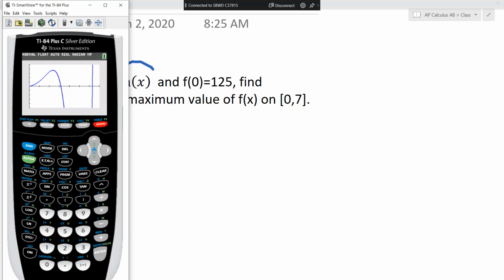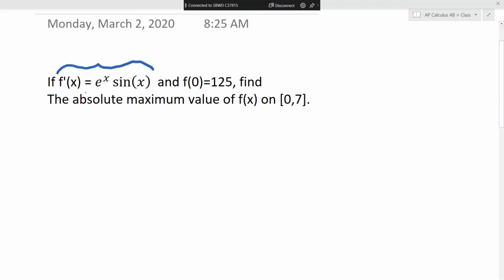But if the question, like this one, asks about absolute max or absolute mins, you've got to follow this step that I'm going to show you. The basic idea is you need to check the endpoints. You need to check the critical values of the function that they asked about. So right away, when I see what's the absolute maximum value of f on 0 to 7, I know I'm going to have to find f of 0, f of 7, and f of wherever this derivative equals 0, the critical values.